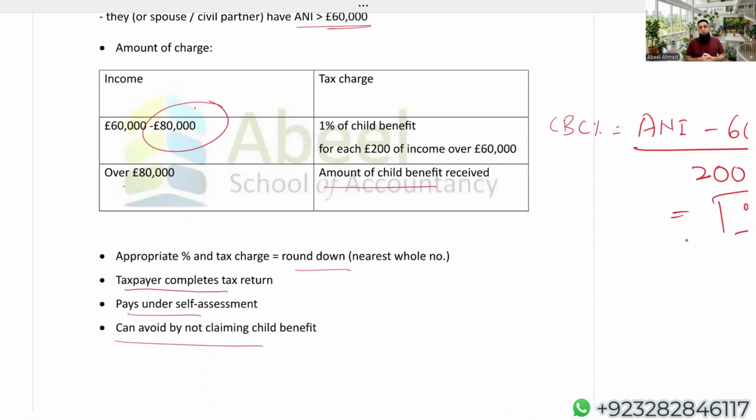So students, don't forget, if any one of husband and wife has ANI more than £60,000, then a child benefit charge will be applied. Number one. Number two, if both of them have ANI more than £60,000, then we'll see whichever has the higher ANI, and on the basis of that higher ANI, we will calculate child benefit charge.